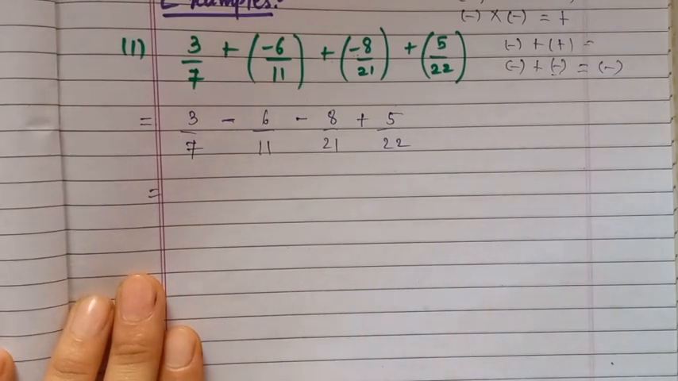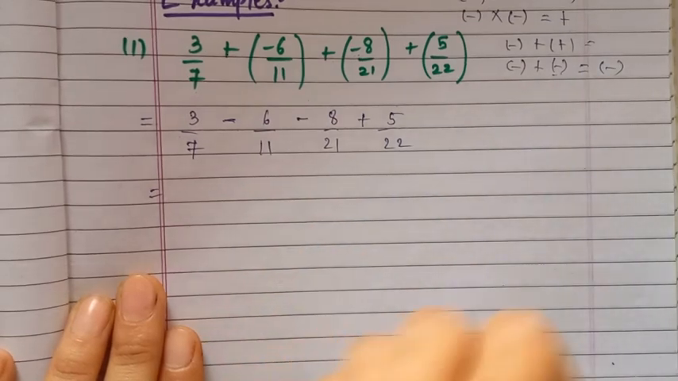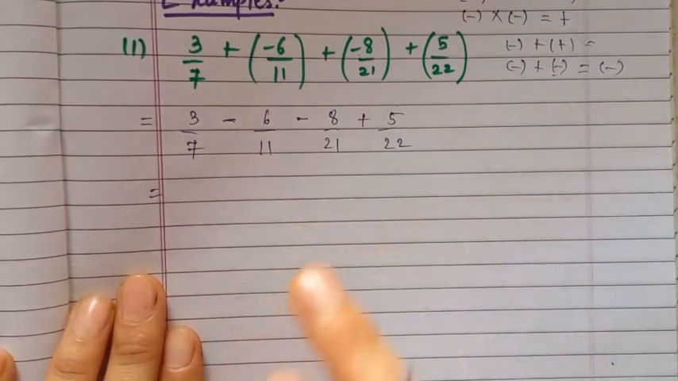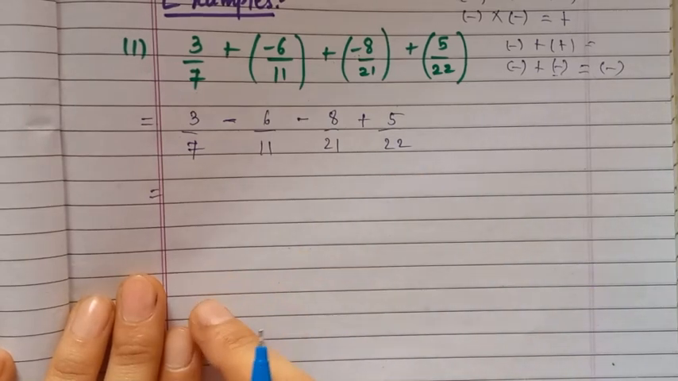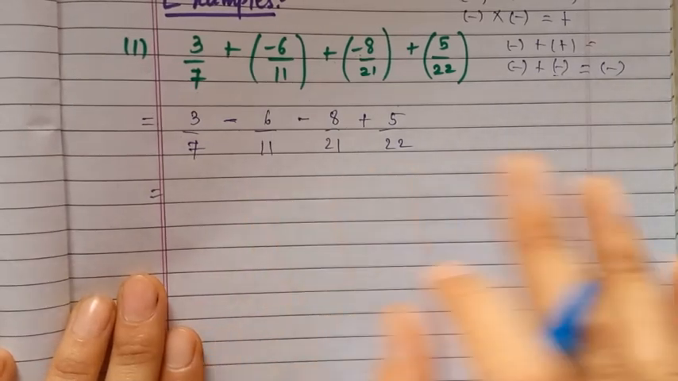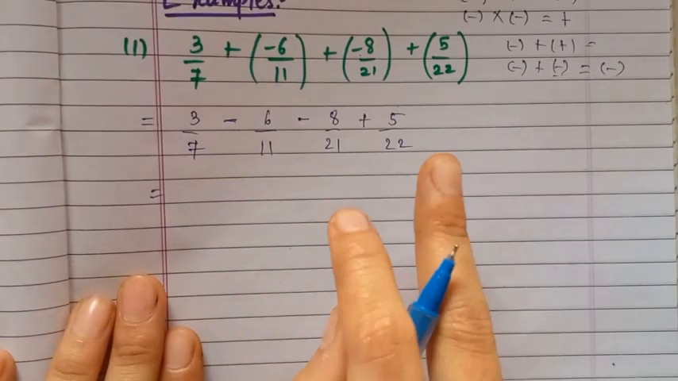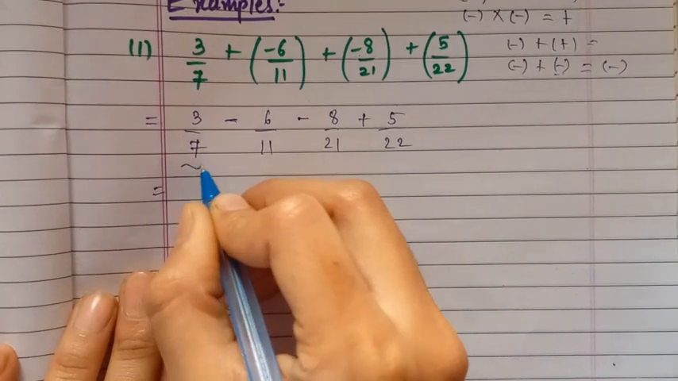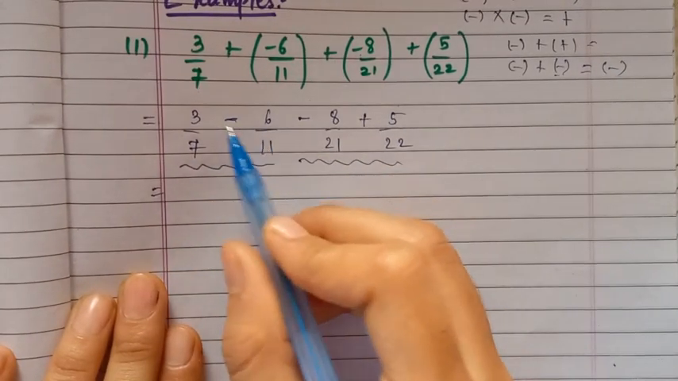So if we do not know the LCM of these numbers, or we have no time to find the LCM, we can do cross product. For cross products, we make pairs of numbers. We have four rational numbers, so we can make two pairs. The first pair is this and the first pair of this. Okay, so let's do cross product.